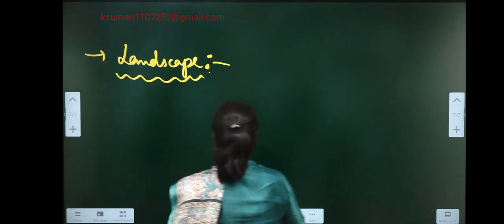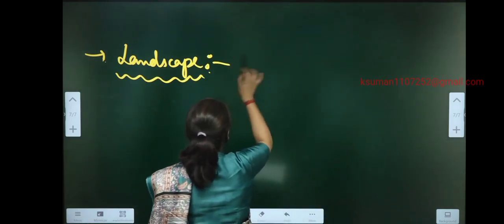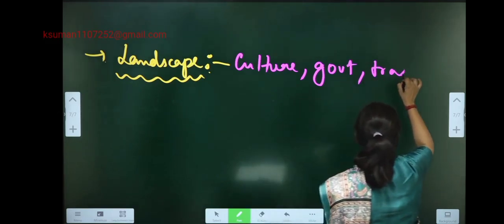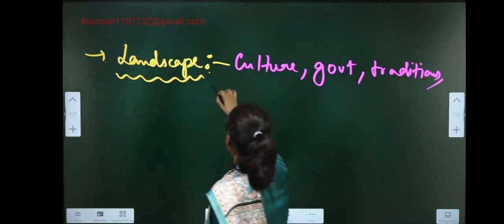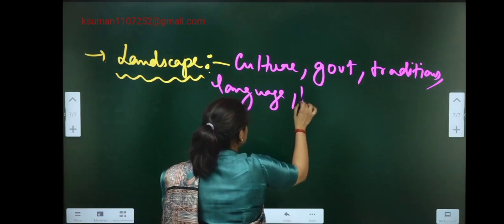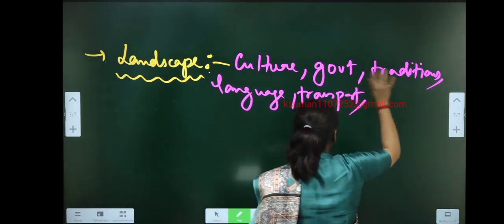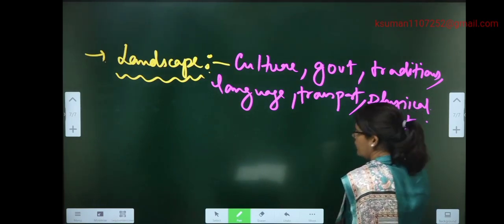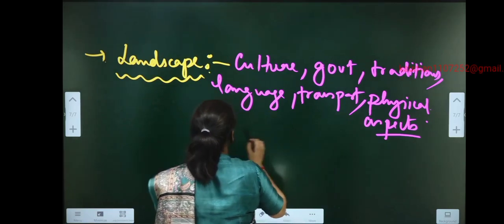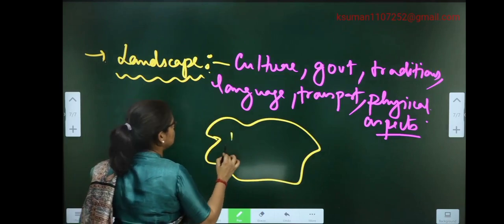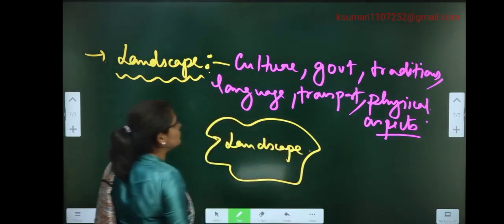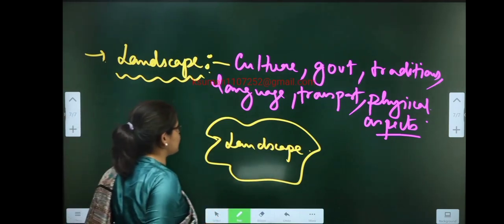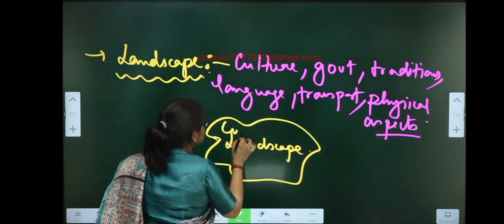A very important aspect is that he is talking about the landscape. Landscape, as per him, involves the study of culture, government, traditions, language, transport, and along with that, the physical aspects. So this landscape must be studied in such a manner that we try to understand culture, government, tradition, language, transportation, physical aspects, etc. So as per this idea, this becomes the cultural landscapes.